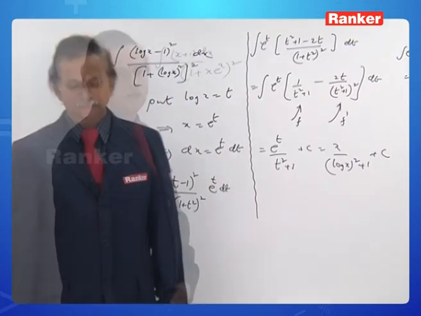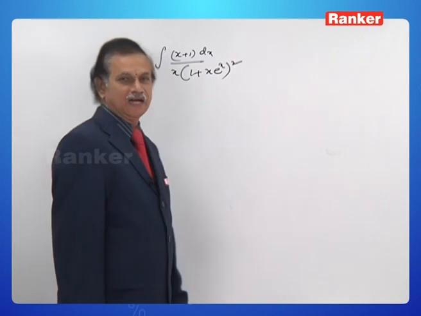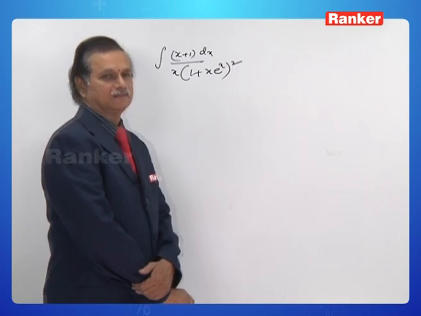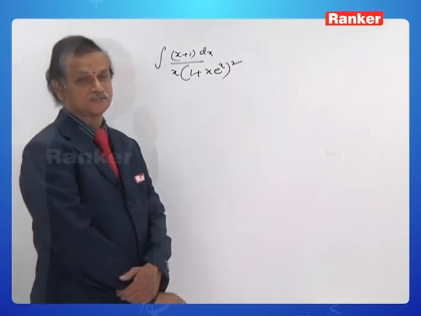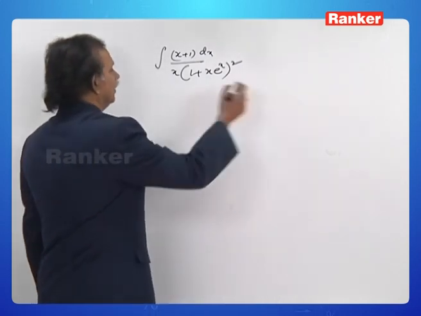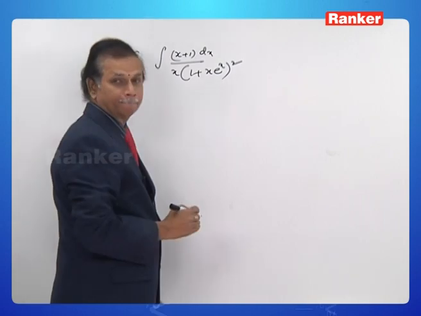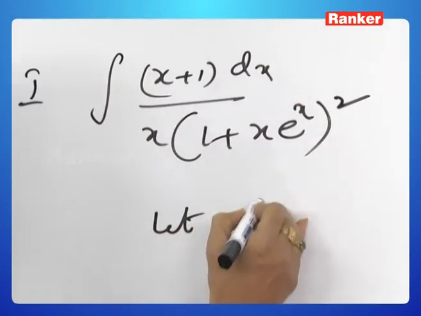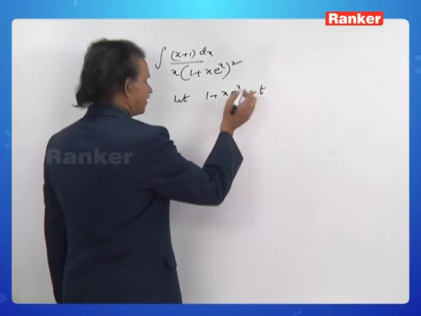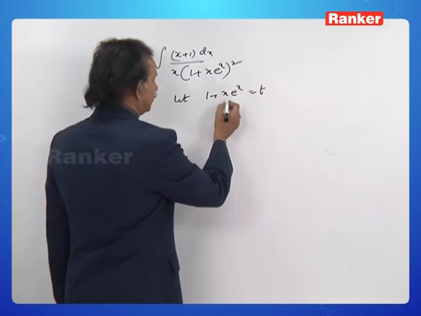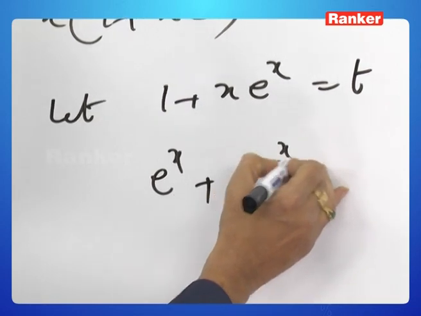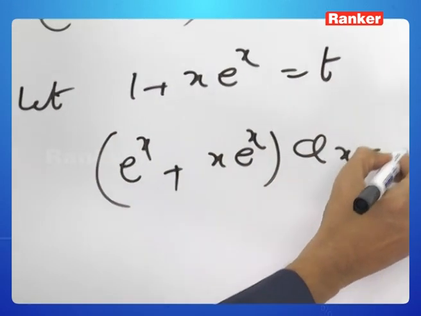That is the answer. Well, consider the problem integral of x plus 1 into dx by x into 1 plus x e power x whole square. Think of a little while what is to be taken as t. It is not a regular problem, a special problem it is. Now, name this I. Let 1 plus x e power x is equal to t. Okay, differentiate it on both sides. U derivative into v plus v derivative into u is equal to dt.